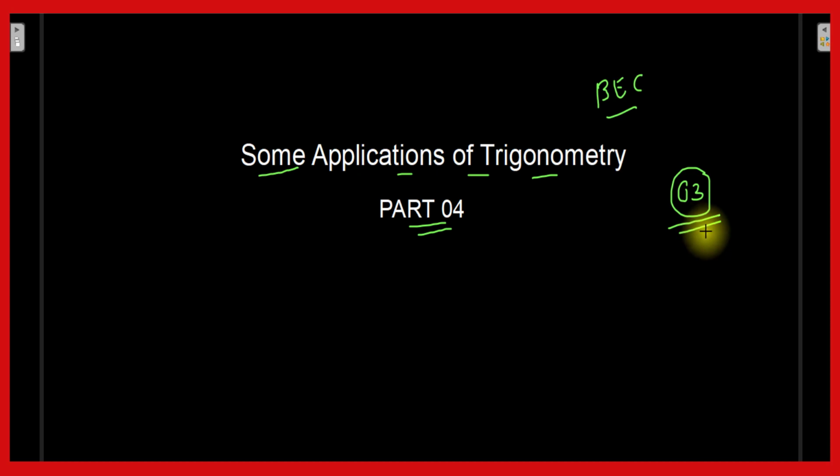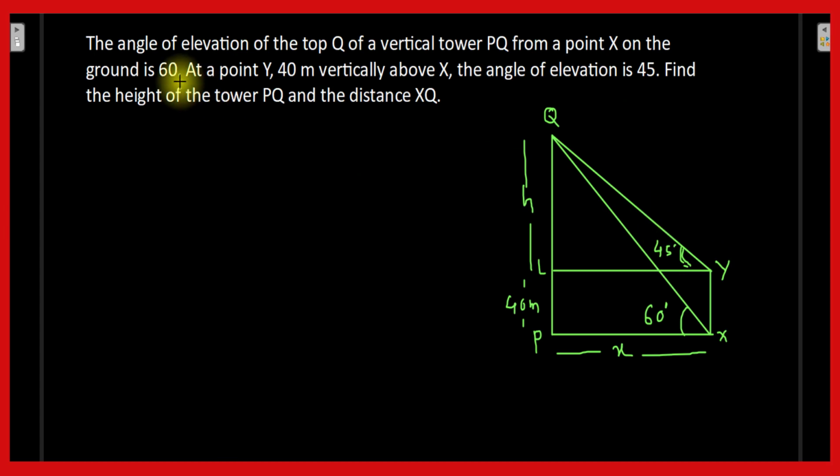Now let us move to the first question of today's episode. Friends, here is the question on the screen. The angle of elevation of the top Q of a vertical tower PQ from a point X on the ground is 60 degrees. At a point Y, 40 meter vertically above X, the angle of elevation is 45 degree. Find the height of the tower PQ and the distance XQ.